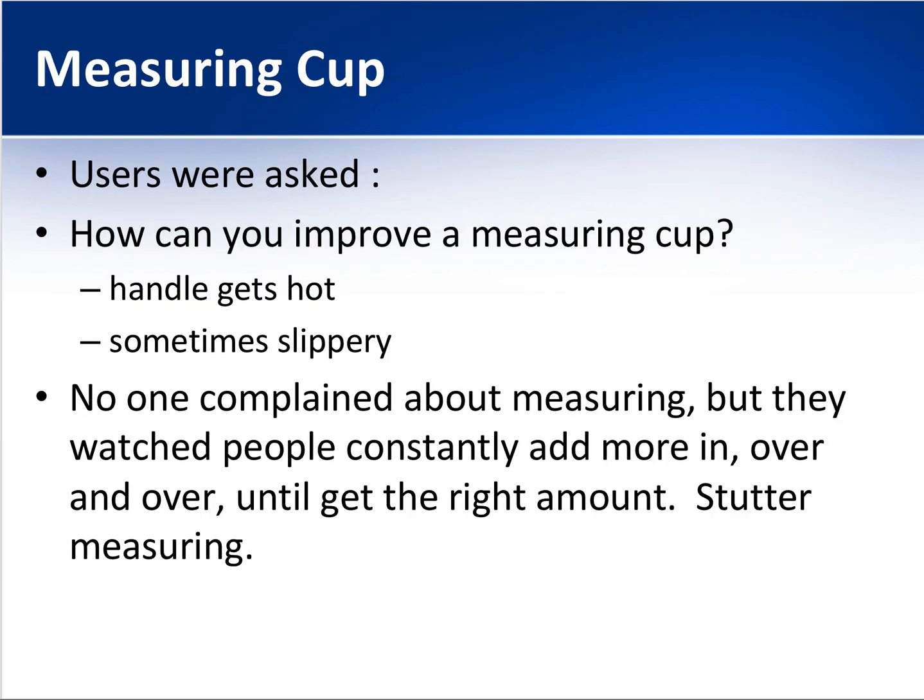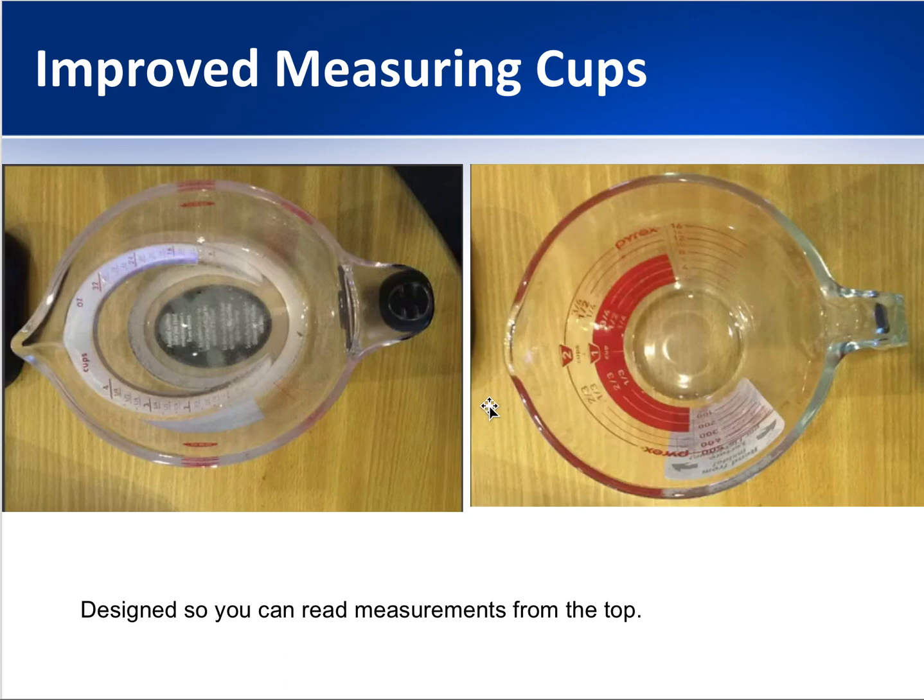Now, in some of the other videos, you'll see we've spoken about the measuring cups and good and bad measuring cups. Users were asked, how can I improve the measuring cup? And you can say, oh, the handle sometimes gets hot or slippery. But if you're actually observing someone, you can see that what they're doing is stutter measuring, looking down and going up. You can watch some of the videos to see how we're really pouring in a measuring cup, and then you'll be able to see how we can have a better measuring cup that we can actually look at from the top, so we don't need this awkward motion. This is where OXO modified the design, as well as Pyrex.